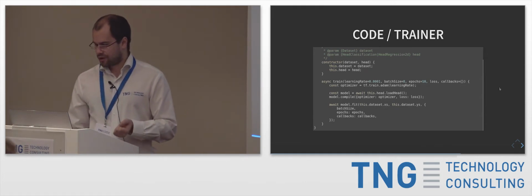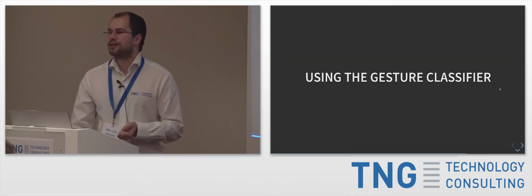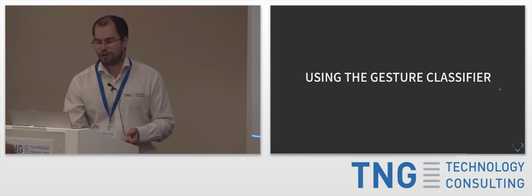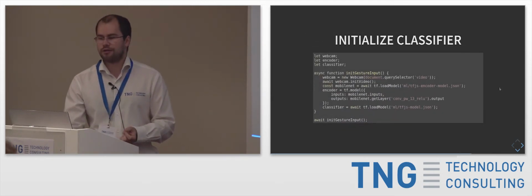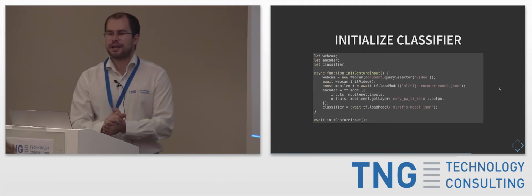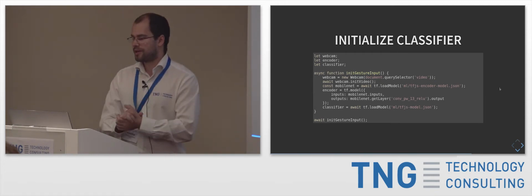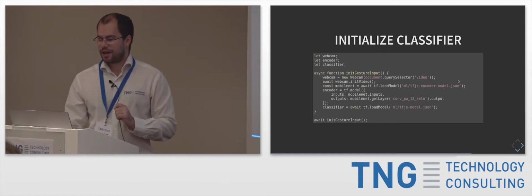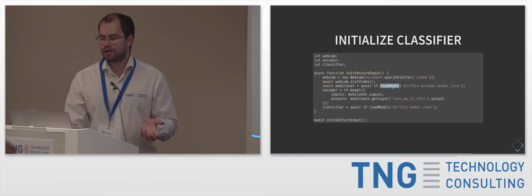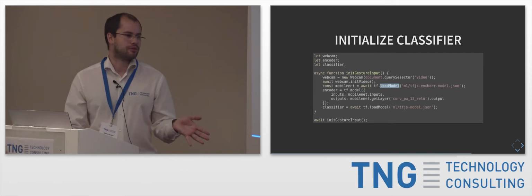Okay, so much about training. Now we want to use it in our game. So the code for this is like you instantiate your webcam again to gather the webcam data, initialize it, load your backbone model from some URL. You have stored it on your server probably.